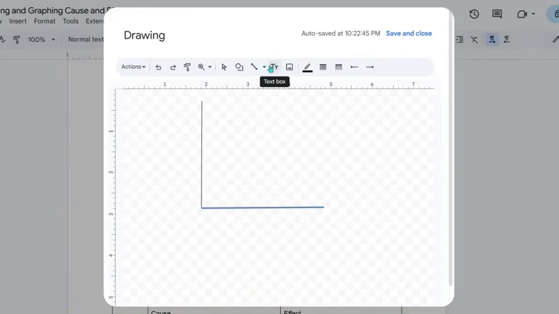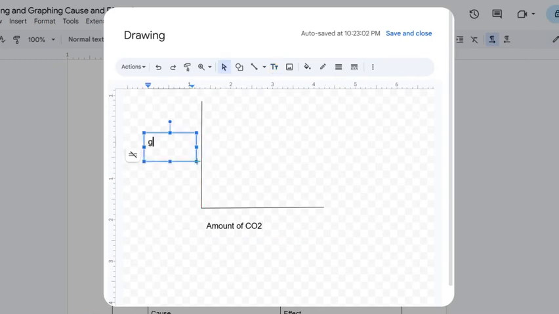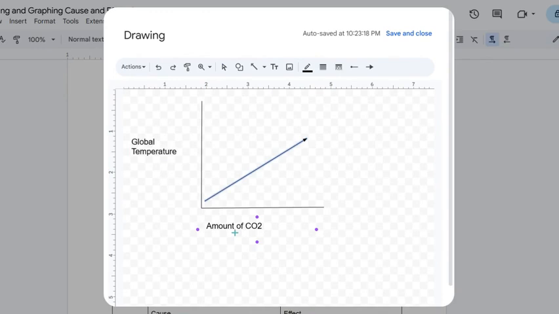So this is going to be right here. Let's kill two birds with one stone. This is going to be the amount of CO2. This one right here would be the global temperature. Let's make that a little nicer to read. Okay. And this would be a positive slope line. We'd say as the amount of CO2 goes up, the global temperature goes up.